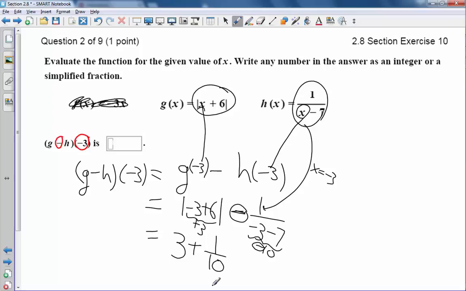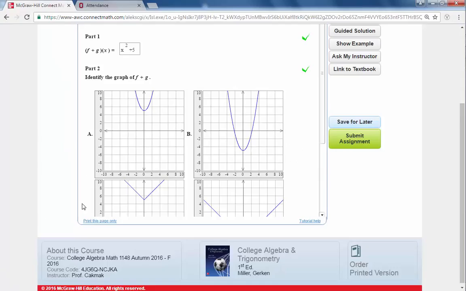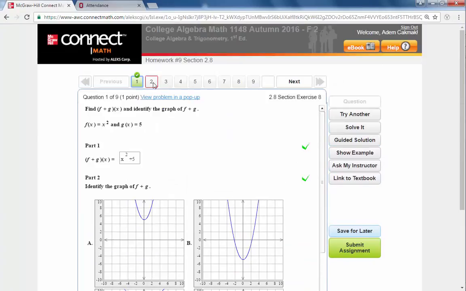Well, you need to add these two numbers, but one of them is a whole, the other one is a fraction. You need to make this 1. Multiply both sides by 10, making this 30 over 10. Now they have a common denominator. The answer is 31 over 10. Do not use calculators for this. 31 over 10 is fine, okay? Does it make sense? Alright. So this is it.